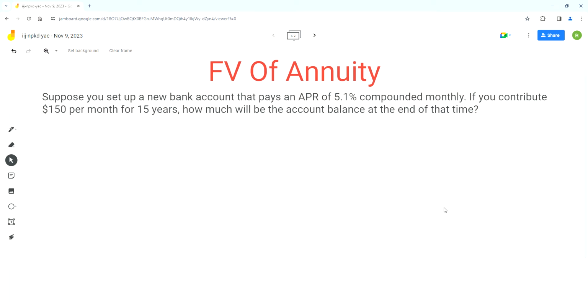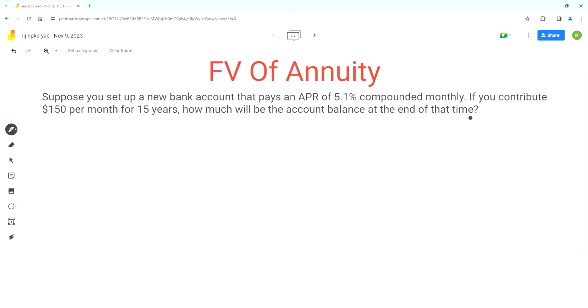Hello everyone. In this problem, we are given that a new bank account is set up that pays an APR, or annual percent rate, of 5.1% compounded monthly. And if we contribute $150 per month for 15 years in that account, how much will be the account balance at the end of that time?